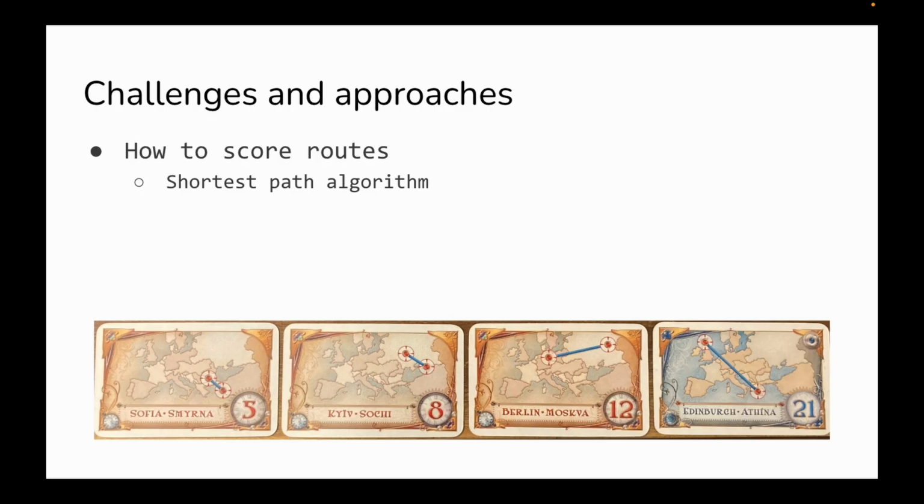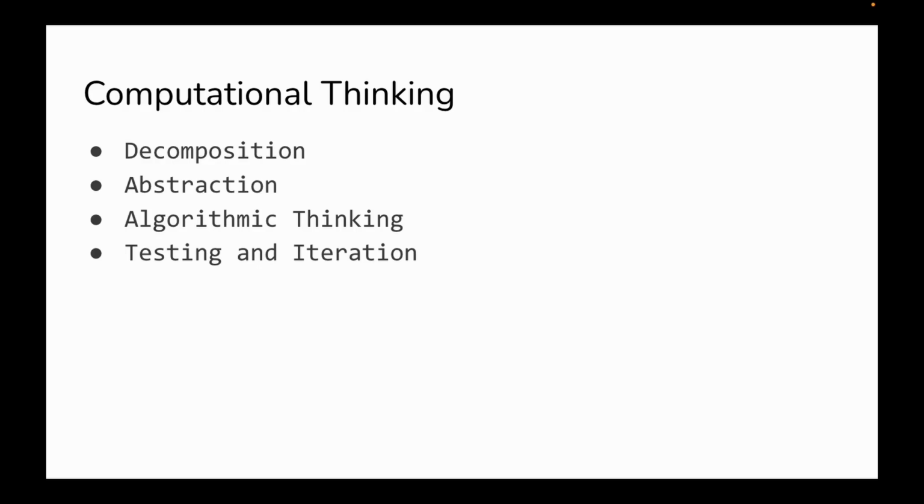Generating random routes for Ticket to Ride is a good way to practice computational thinking. You might hear about computational thinking in education and preparation for STEM fields and promoting digital literacy. It is not just the code part of computer science, but a framework for critical thinking. Here are some of its parts. Decomposition is breaking down problems into smaller ones. Abstraction is finding a representation, simplifying details. Algorithmic thinking is following a systematic, step-by-step solution, and testing and iteration is trying out and improving our solution.